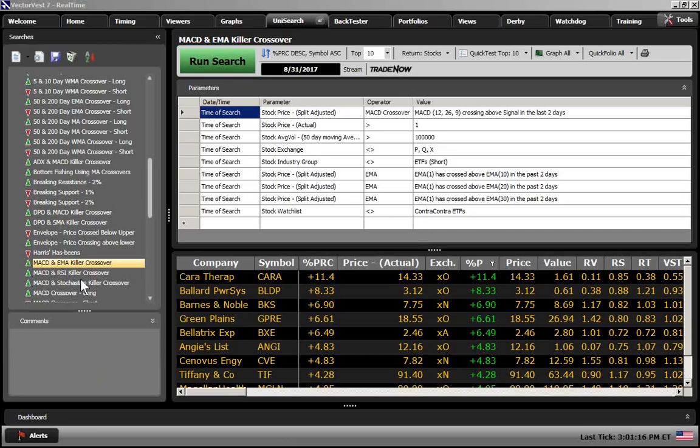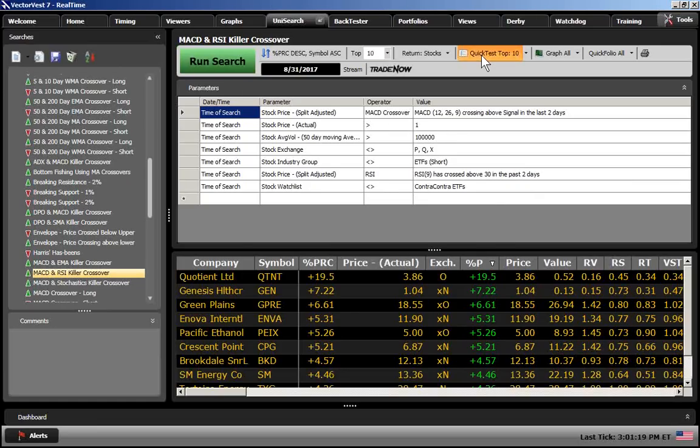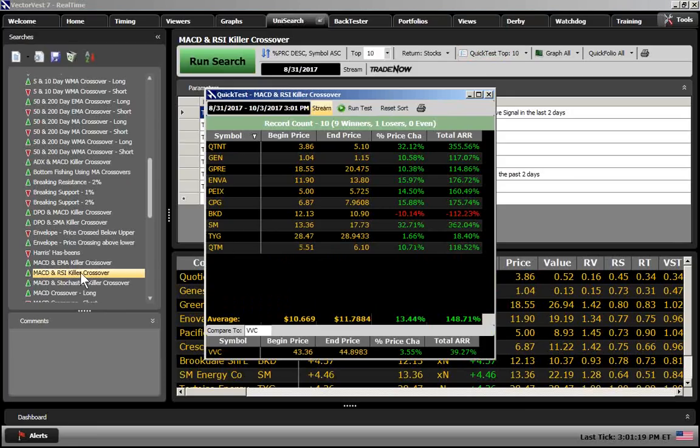How about MACD and RSI? So now I'm looking at MACD and finding the stocks that have gotten from being oversold back into the normal area, and the MACD crossover. All right, let's run the search, do a quick test of the top 10. Man, these combinations, and you only get this with Pro Trader, folks. Look at these combinations. How about I found 1, 2, 3, 4, 5, 6, 7, 8 stocks that went up double digits.